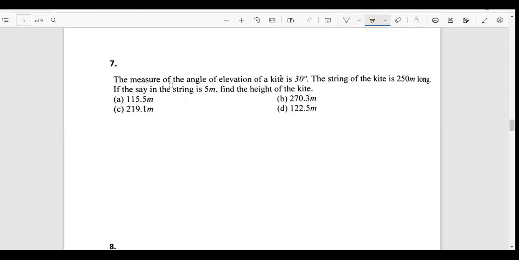The measure of the angle of elevation of a kite is 30 degrees. Okay, so there's a kite. Imagine कि we have a kite here. The angle of elevation means कि यहां से कोई उस kite को देख रहा है तो वो angle of elevation होगा. ठीक है, ये जो angle of elevation होगा ये 30 degrees है.